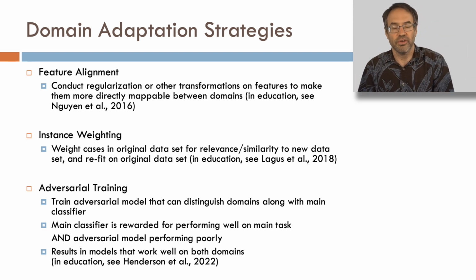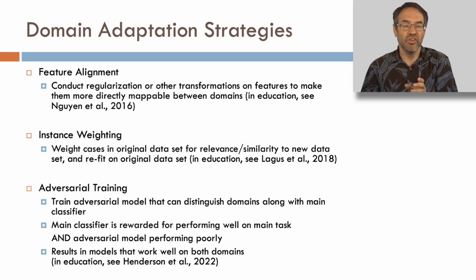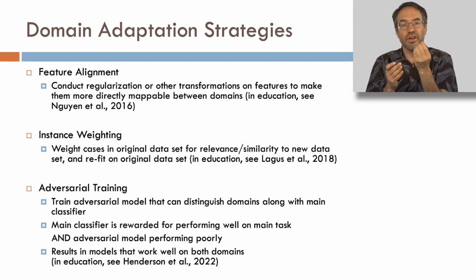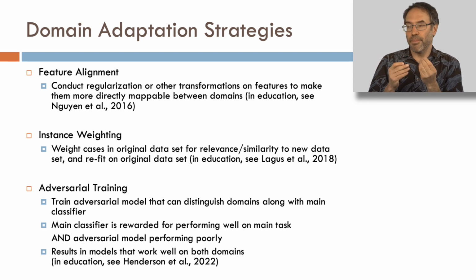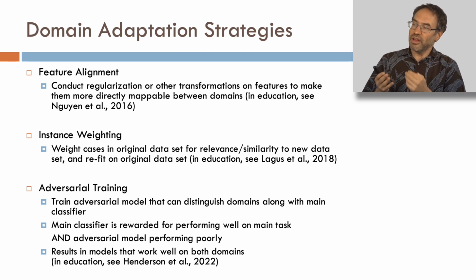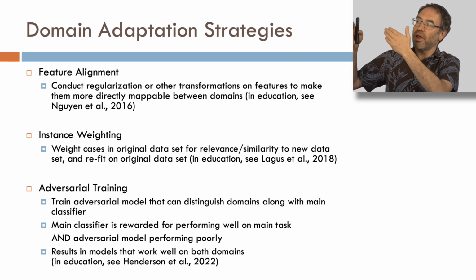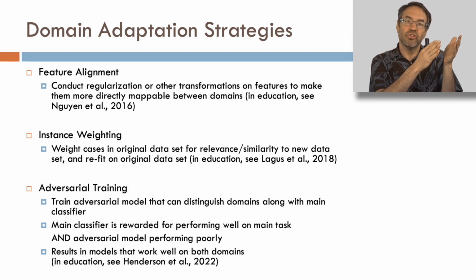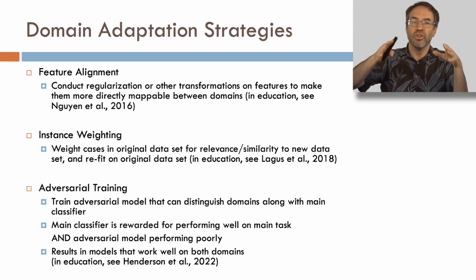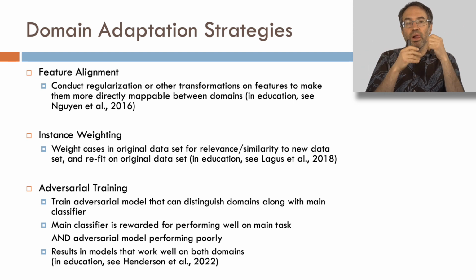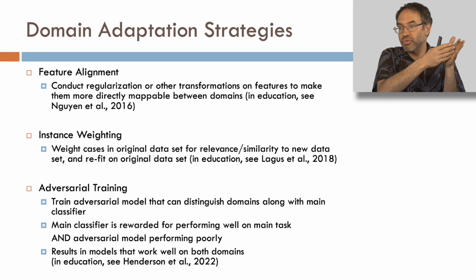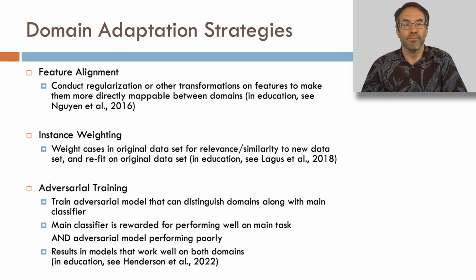So that's feature alignment. A second broad category is instance weighting, where we weight cases in the original dataset for relevance or similarity to the new dataset, and then we refit on the original dataset. So in other words, let's say that we're about to apply an affect detector in rural schools, and our original model has urban students, rural students, and suburban students. We might try weighting up the rural cases in the original data set and emphasizing those more and see if it'll do better on our new data.